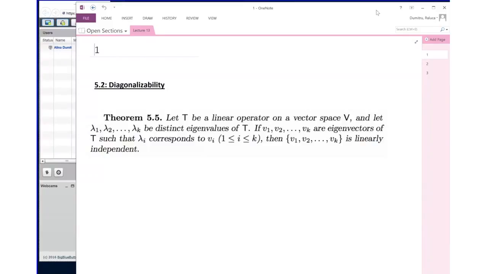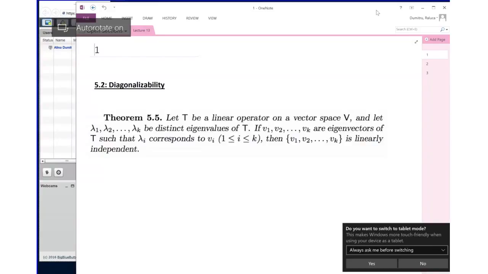So now 5.2, we want to somehow develop a test to figure out when a transformation or a matrix is diagonalizable, right? So far we know how to find eigenvalues and eigenvectors, but we don't know when it would be the case that the matrix of T would be diagonal. So let's start by looking at this result here.